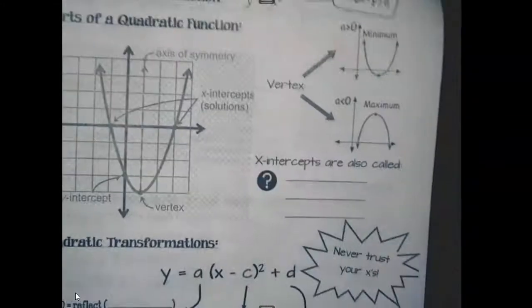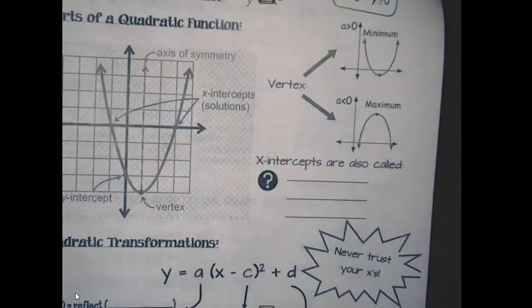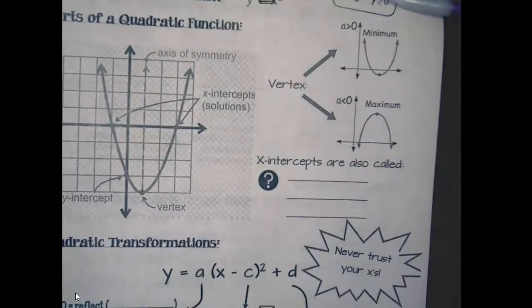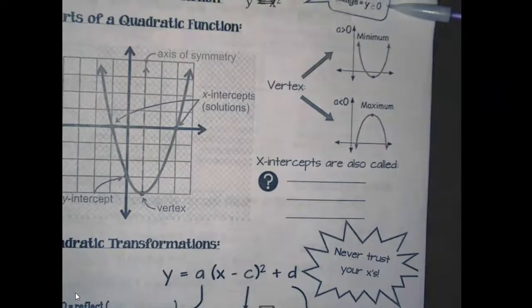All right. Let's look at quadratics day 1. So our parent function is y equals x squared, where our domain would be all real numbers, and our range is going to be y is greater than or equal to 0.